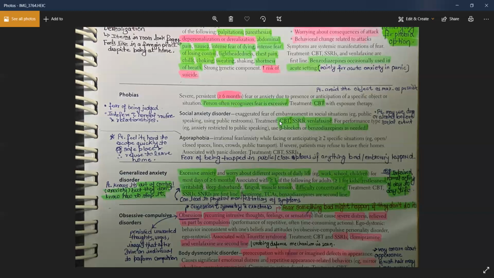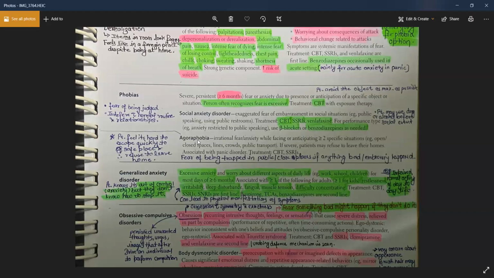Okay, treatment includes cognitive behavioral therapy, SSRIs, venlafaxine. If they ask you for a specific treatment, it will be CBT. If CBT is not there, SSRIs, SNRIs could be given. Whenever a patient gets an acute attack of anxiety, beta blockers can also be used.